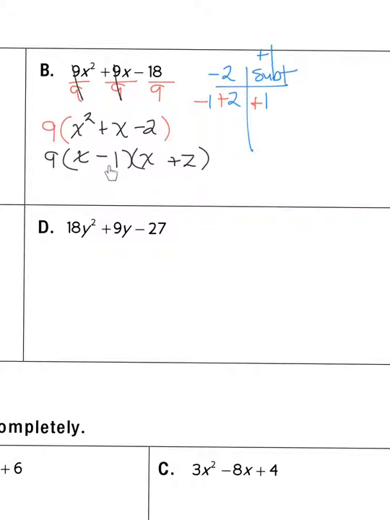And then just make sure that these are not the difference of two squares, which they're not. So we are done. That's our answer for this one.